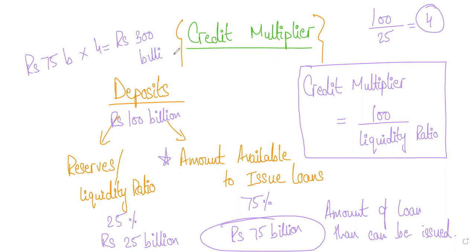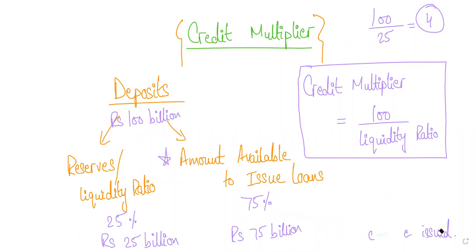Now, from this example, what did you understand? Quickly, students. What is the relationship between liquidity ratio and money supply? Or, if you are getting confused with the word money supply, just tell me, what is the relationship between liquidity ratio and the amount of loans issued? Come on, that should be simple.